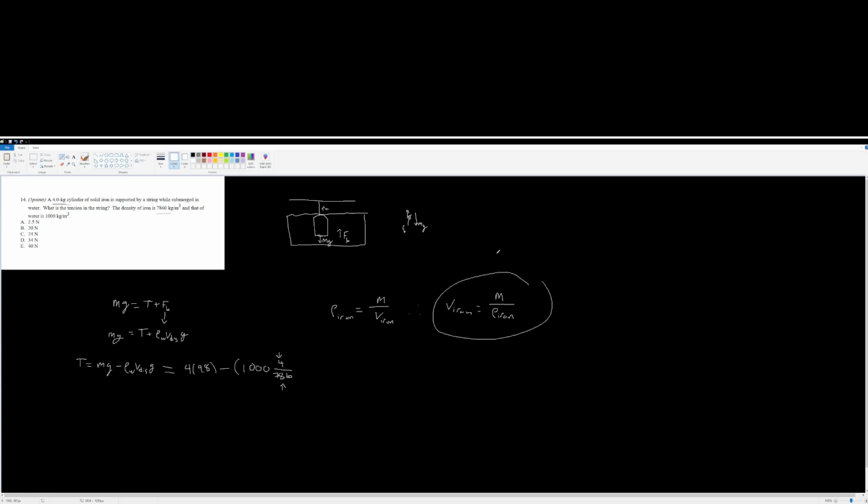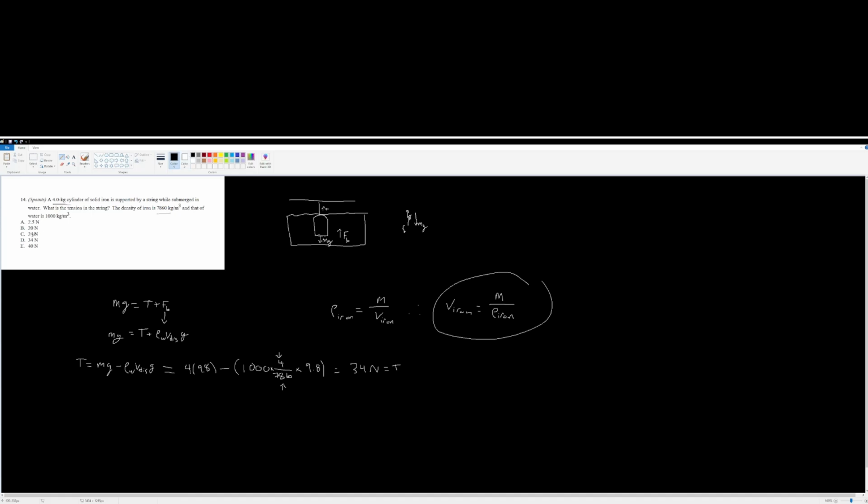And that just comes from this relation. So we have 1,000 times that, which is the volume of the iron. As we discussed during our tutoring, the volume of this iron block is going to be the same as the volume of the water that it's displacing. Those are always equal in these problems. And then we just have times the same gravitational constant that we used before. When we calculate this all out, we get 34 newtons, and that's going to be our tension force.